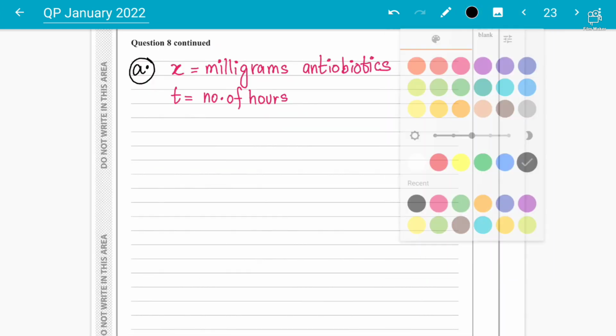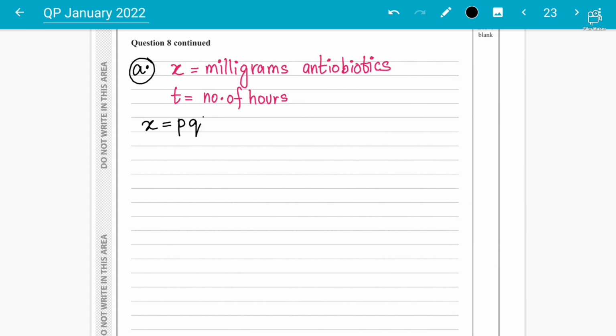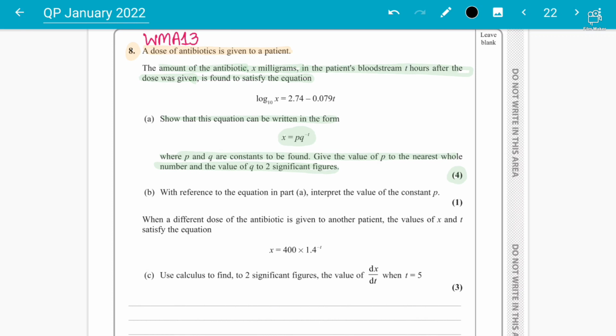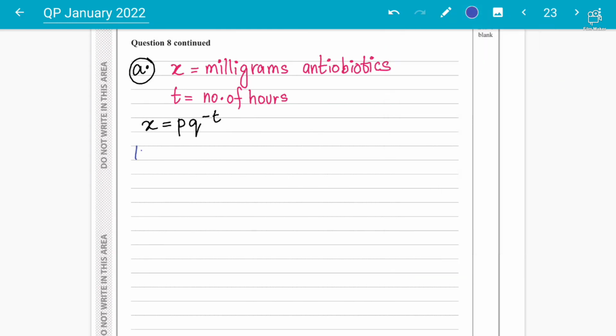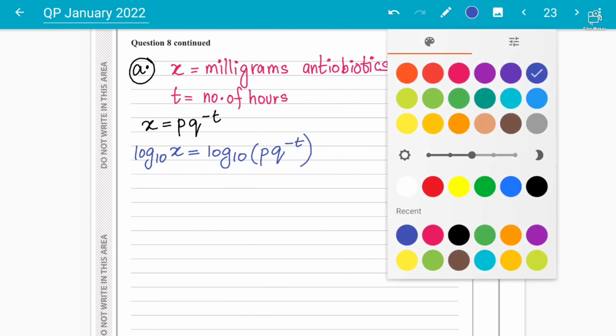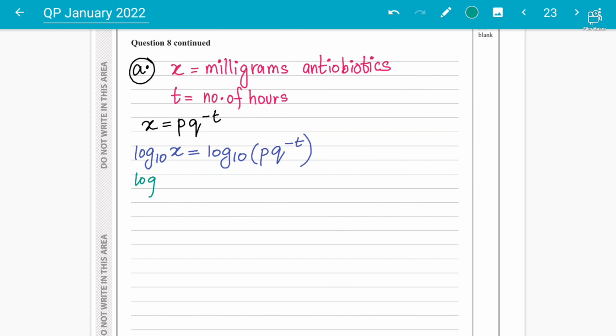We have x is equal to p q to the power of minus t. As I said, making this in this form is simple and easy, and better with fewer mistakes, so I'm going to use the same method again for students to understand. The first step, as always, is to take log base 10 of x and log base 10 of p q to the power of minus t. Then log base 10 of x is equal to log 10 p plus log 10 q to the power of minus t.